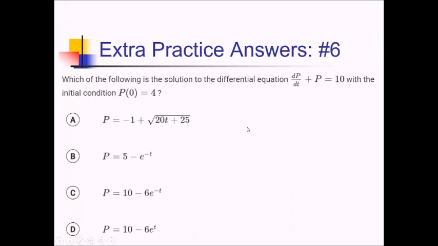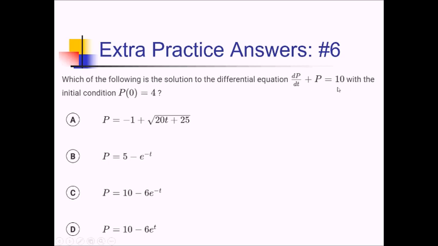For this problem, we want to know the solution to this differential equation that has the initial condition p of 0 equals 4. Now, one way you could do this, since it's a multiple choice question, is you could take the derivatives of all of these to get a dp over dt, and then plug that in along with 4 for p to see what actually makes this equation come out true.